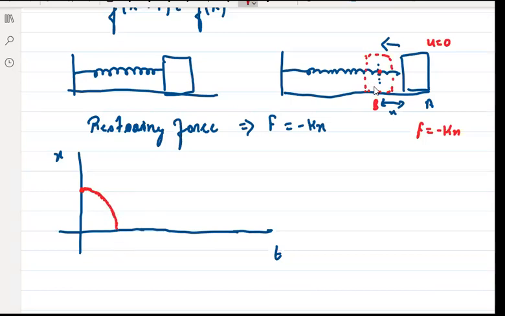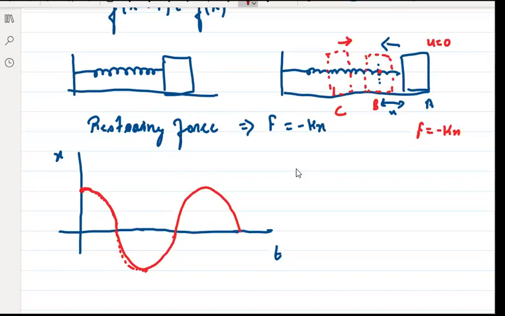After reaching point B, what will happen? Due to inertia and this velocity, it will go to extreme point C. The displacement will again be negative and it will reach extreme point C. After reaching this position, the same thing will repeat. Now the force will be in this direction, so again it will be like this. Everyone is getting this?